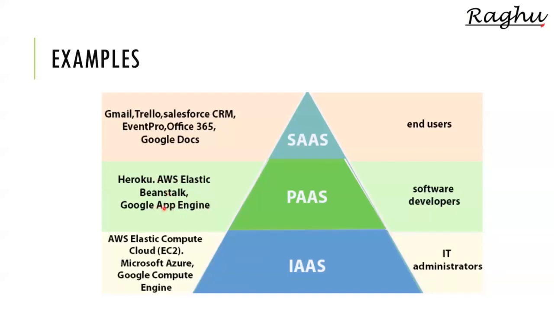Also Google App Engine. For end users, there is Gmail, Salesforce, CRM tools, Event Pro, Office 365, and Google Docs. These are all ready to use. Everything is set up and ready, and you can use it. That is for the end customer. These are some examples I'm giving here, and I'll show a longer list later.